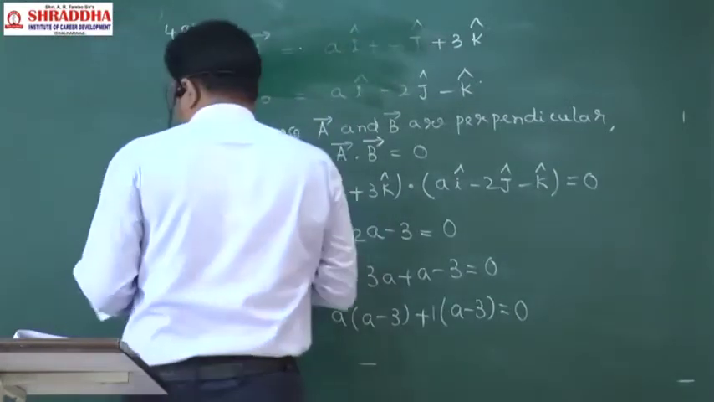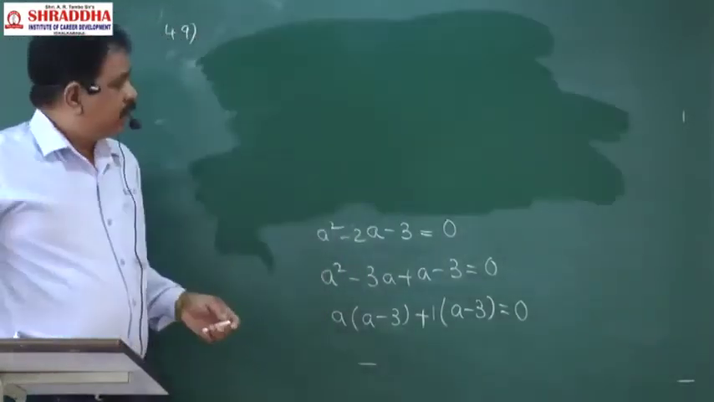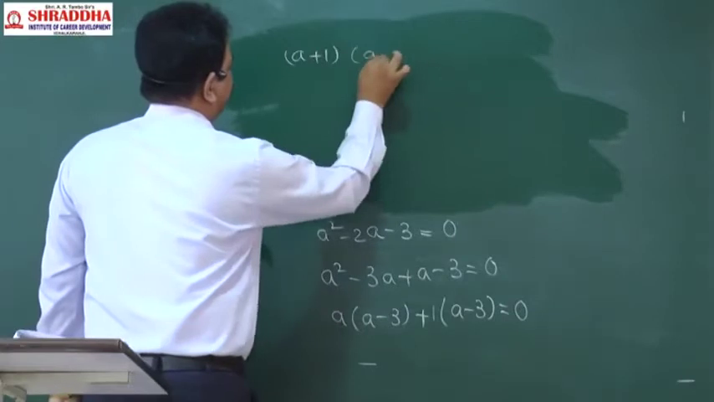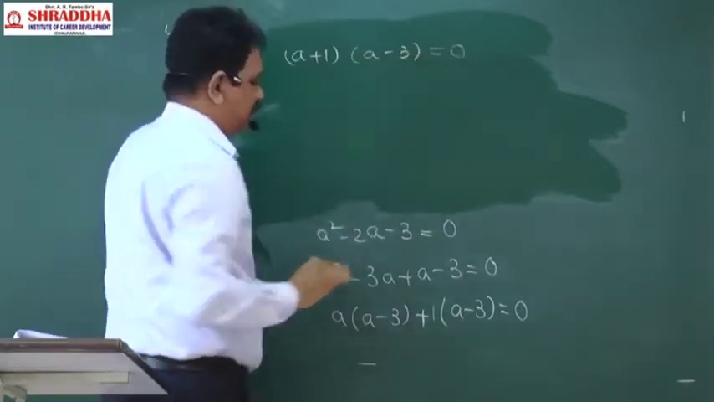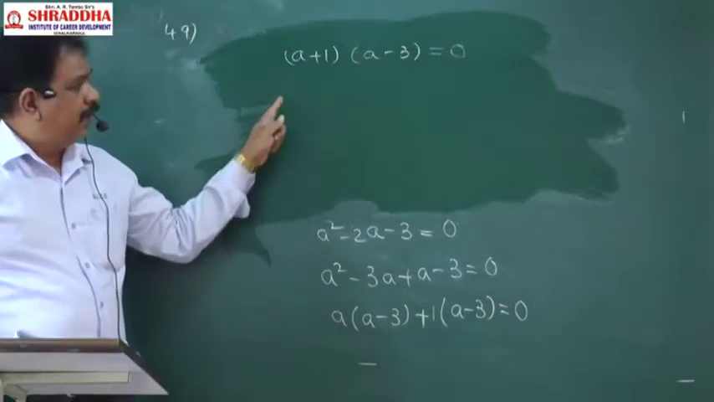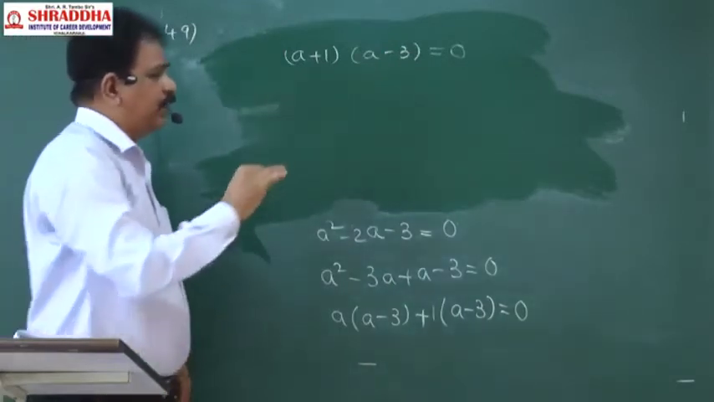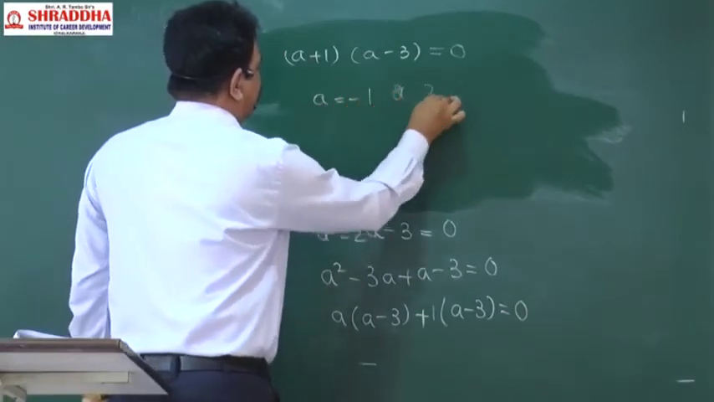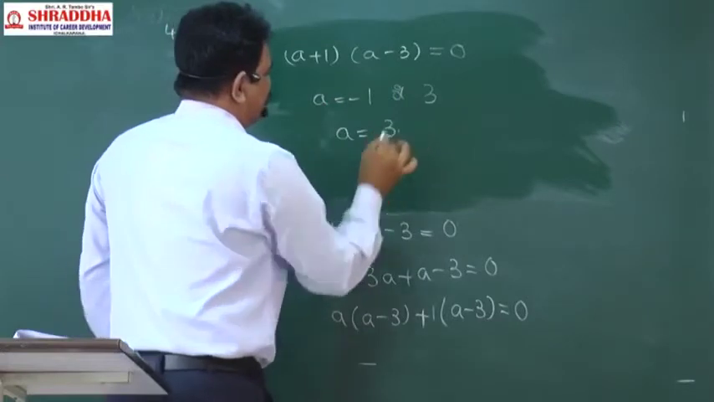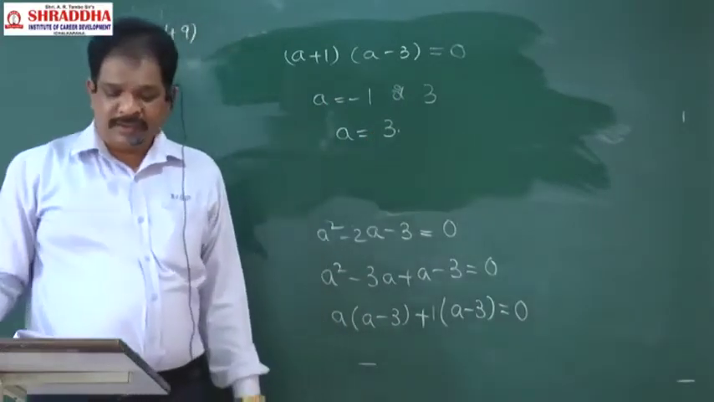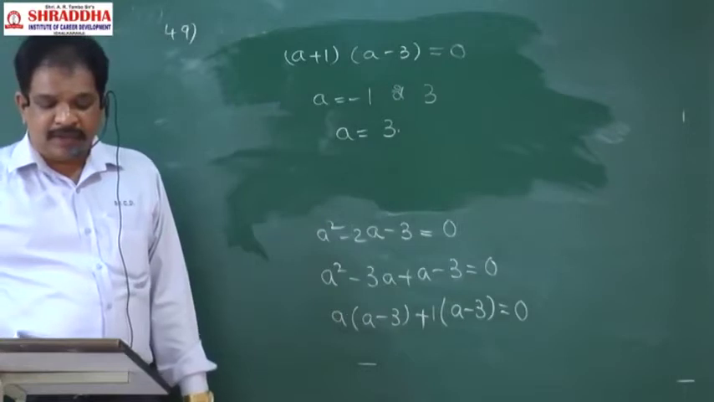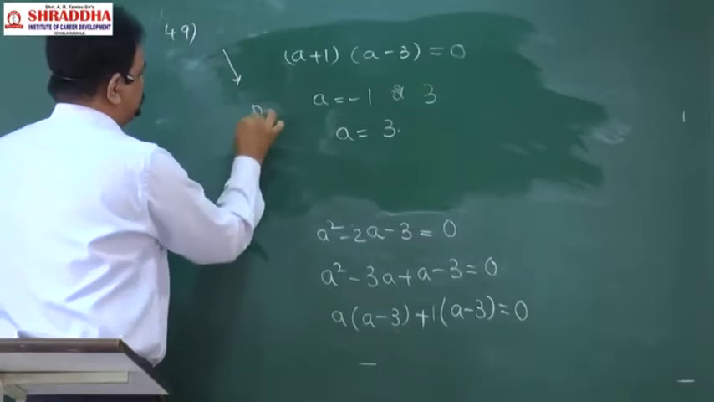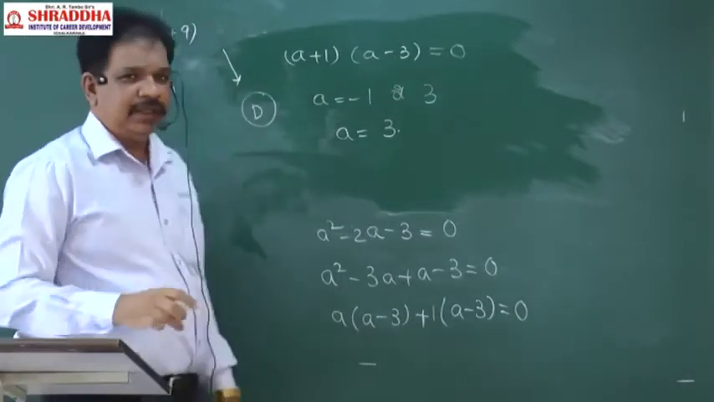So what we will get? See, this value will be A plus 1 into A minus 3 is equal to 0. Find the positive value of A. Here A is equal to minus 1 or 3. Therefore A is equal to 3. That is the positive value of A. So we will get 49. It will be D, option D.